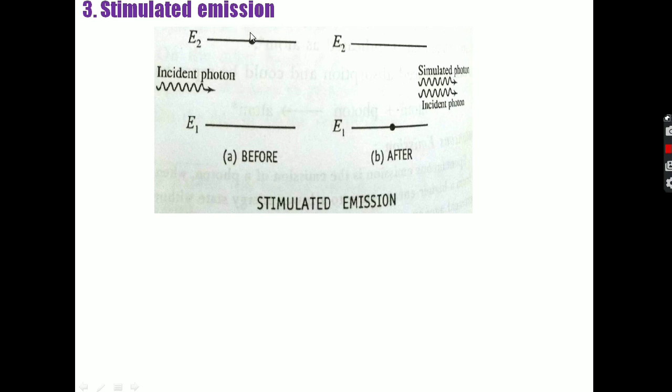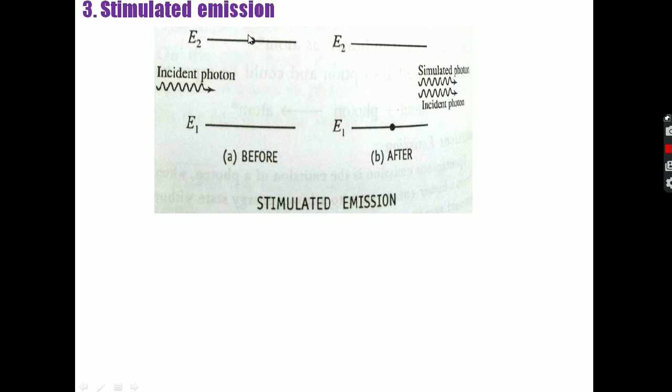And that energy that is with the atoms can be lost by these atoms during the de-excitation if that de-excitation takes place with the support of external sources of energy. I am showing here that there is an incident photon, which is going beside the excited atom. And this incident photon can interact with the excited atom. During the interaction, you can say that it is the collision of the incident photon with the excited atom.